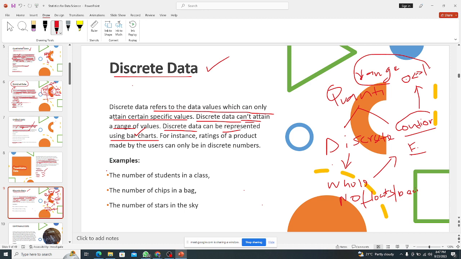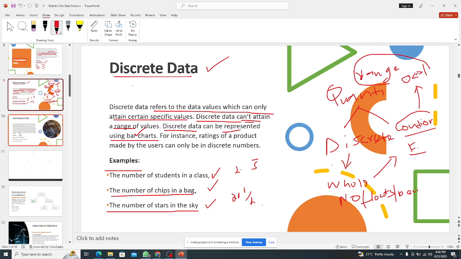Maybe we can check on examples of discrete data. The first example is the number of students in a class. We cannot say we have 2.5 students in the class. Also, the number of chips in a bag, it's countable. And the number of stars in the sky. You cannot say we have 20 and a half stars. So those are just major examples of discrete data.